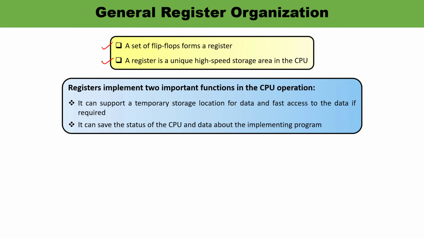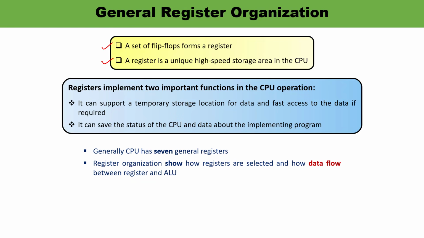Register implementation has two important functions. First, it can support temporary storage and, at the same time, provide fast access to data if required. Second, it can save the status of the CPU and data about the program execution. In general, the CPU has 7 registers, and register organization shows how registers are selected and how the data flows between the registers and the ALU.